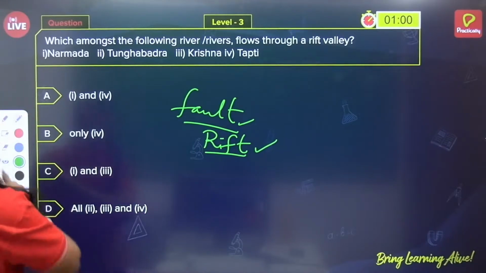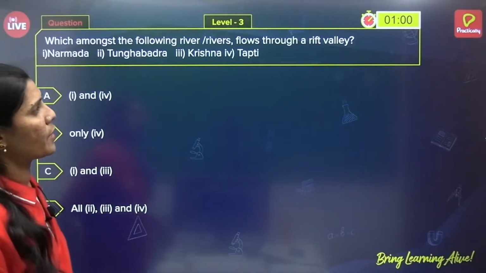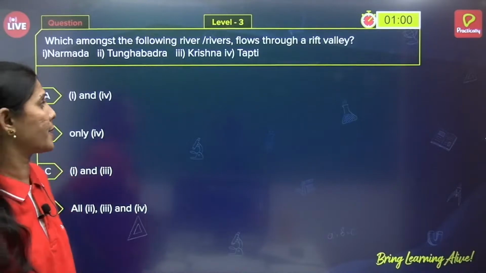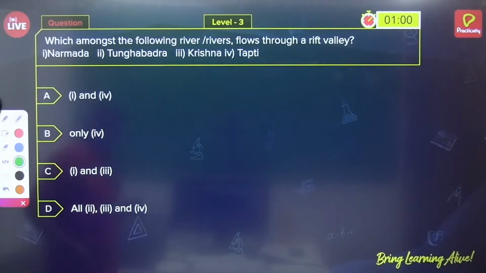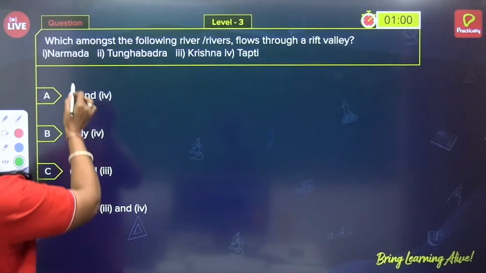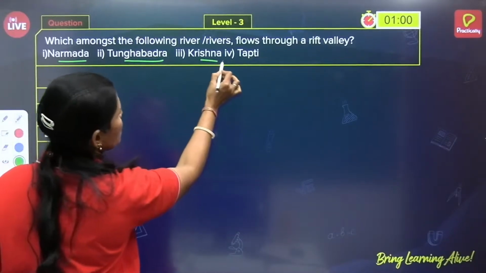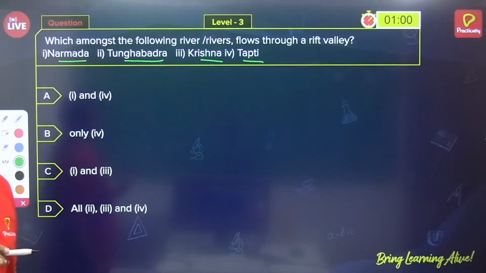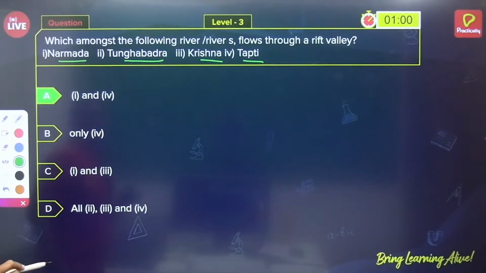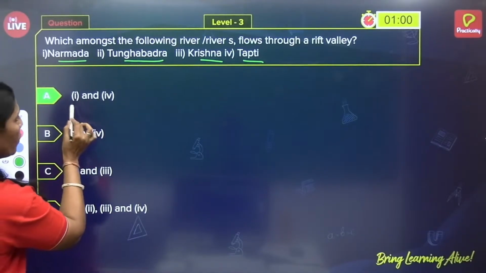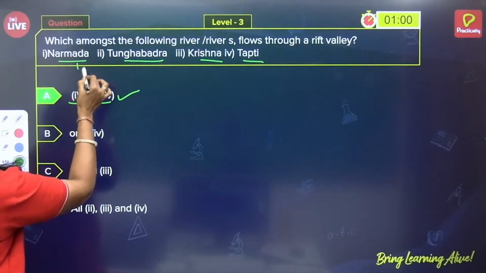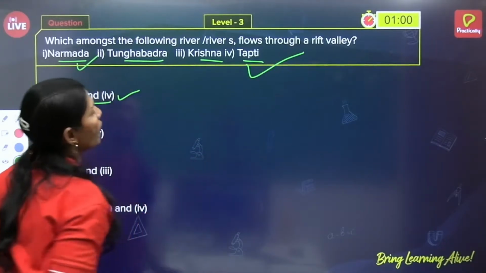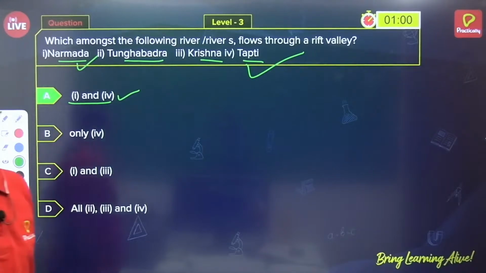In the previous class, we even discussed which rivers flow in the rift valleys. Can you tell the answer? The options are Narmada, Tungabhadra, Krishna and Tapi or Tapti. The answer is 1 and 4: Narmada and Tapti are the two rivers which are flowing in the rift valleys.